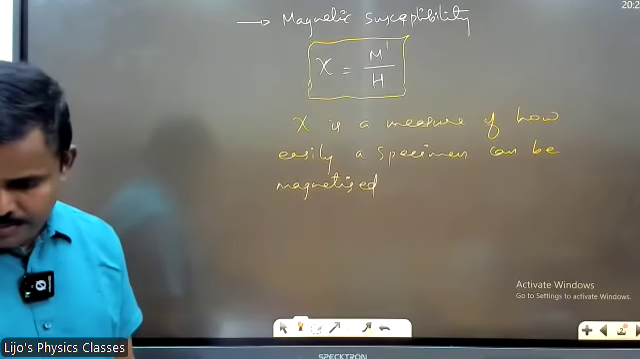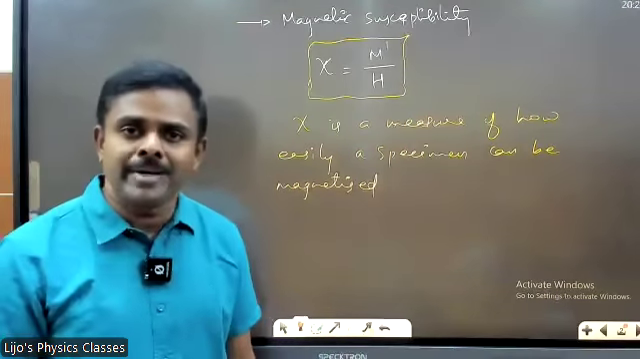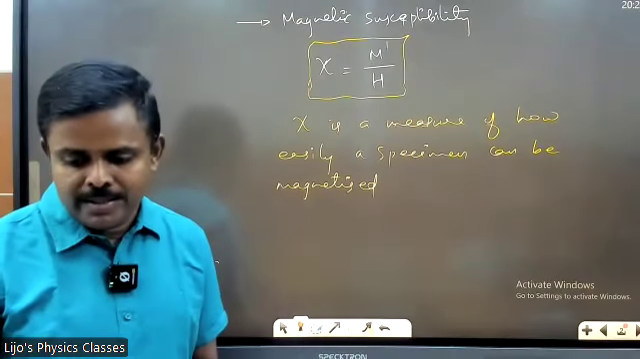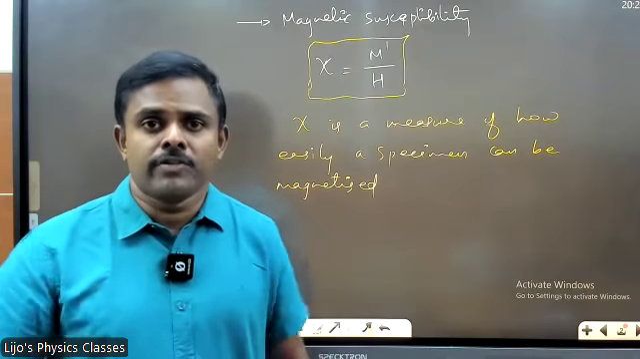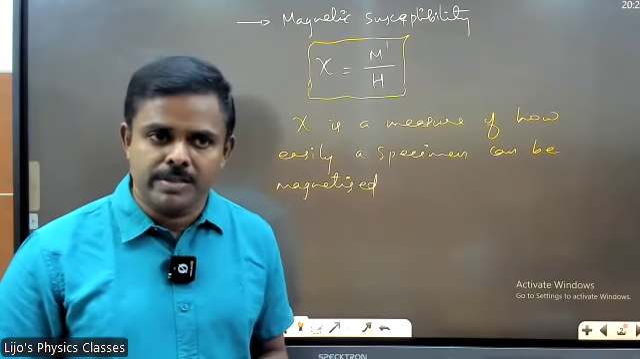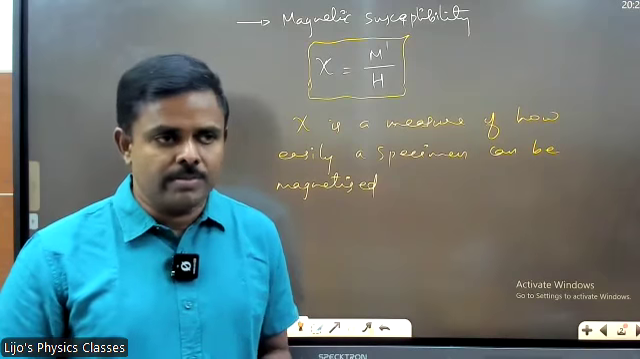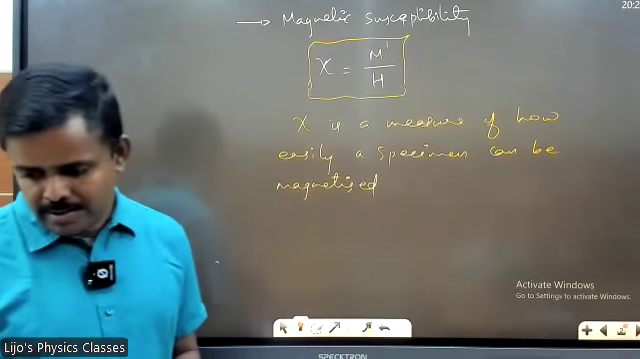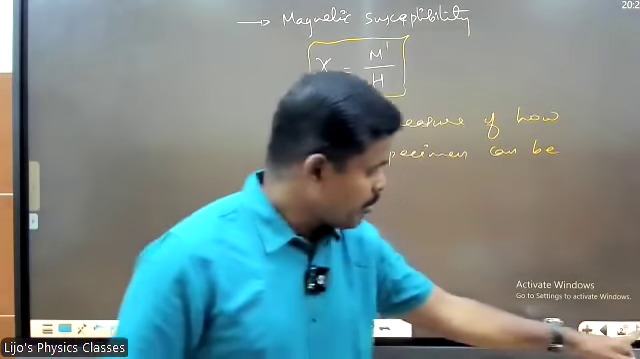Right. So first we defined M dash. Then we defined H. Then we took the ratio of them, and M dash over H is called chi, magnetic susceptibility. How susceptible it is, that's it. Hope you finish this.